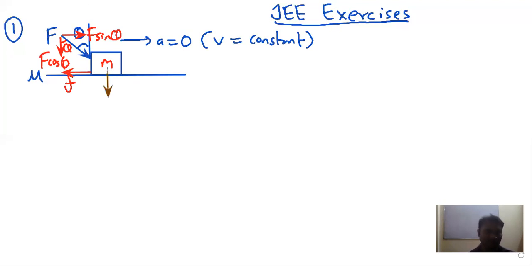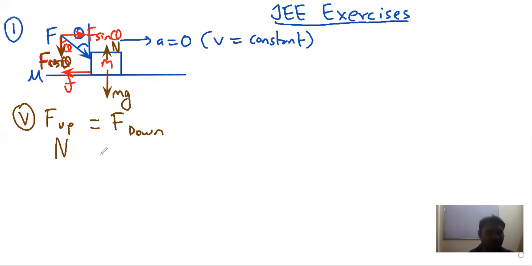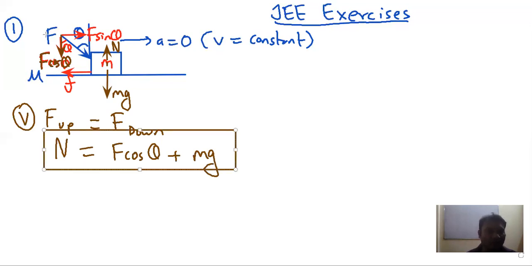In the vertical direction, we have one force which is mg, and the other force which is the normal reaction. So if I do vertical force balance, upward force in the vertical direction is equal to downward force in the vertical direction. Who is the upward force? N is the upward force. Normal reaction is exerted by the floor on the mass. Downward force is exerted by F cos theta, the component of F, and the weight of the block, which is mg. So this is the Newton's law equation in the vertical direction.